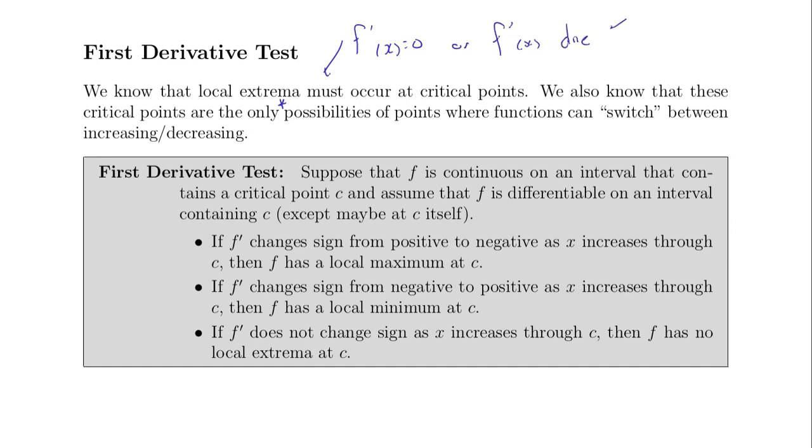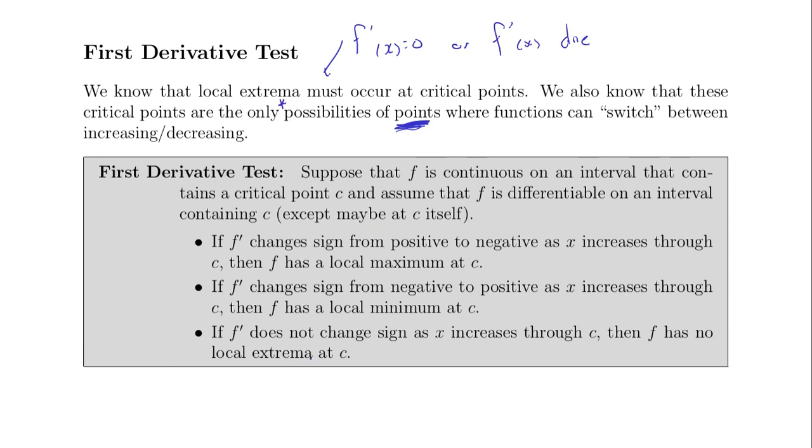And for this one, what about problems in the domain? So that's the main thing. It doesn't have to be a critical point for the derivative to not exist, because maybe the function doesn't exist. But anyways, those two things, that's what I'm getting at. Those are the only possibilities of points where functions can switch between increasing and decreasing. So this is the important thing. These are the only points on our function where we can switch.